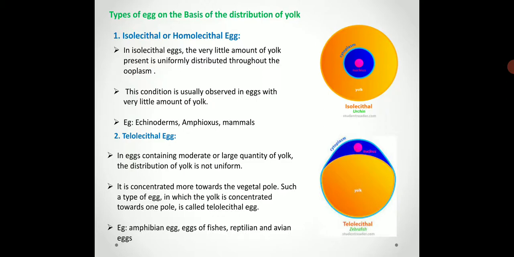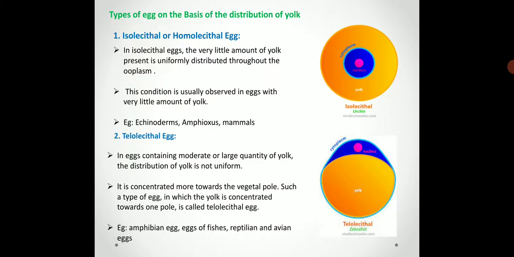Second one is the Telolecithal egg. In eggs where the amount of yolk is large or moderate, the distribution of the yolk is not uniform. It is concentrated more towards the vegetal pole. Such a type of egg, in which the yolk is concentrated towards one pole, is what we call a Telolecithal egg. Examples: amphibian eggs, eggs of fishes, reptilian and avian eggs.